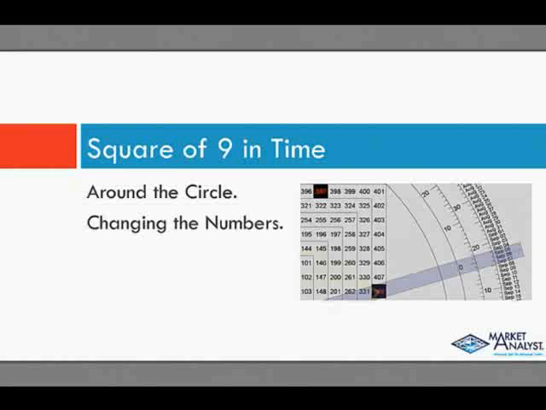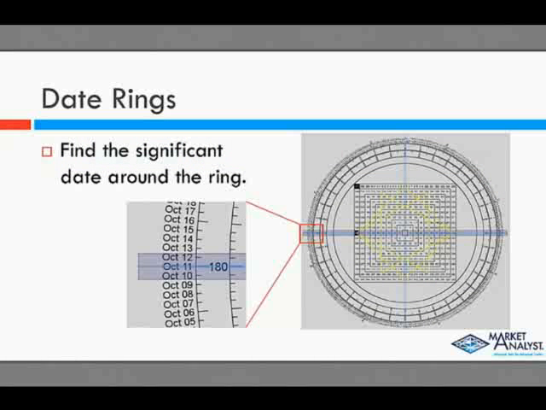But the next section that I'd like to cover is the square of 9 in time, because whilst we've done all our calculations with price, we can do them all with time as well, and it gives fascinating results. Now with time, there's actually two different ways that we can deal with it. The first one is that ring. You've seen on these graphics of the square of 9 there's a date ring around the outside, and that's a very interesting way of doing some really simple analysis.